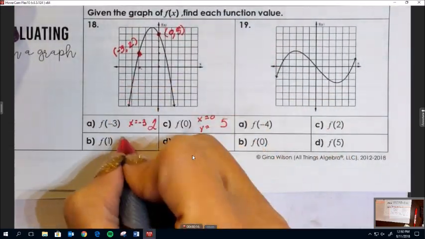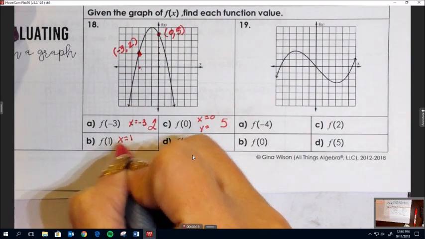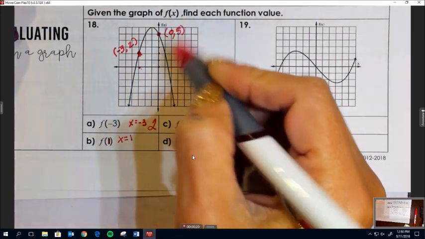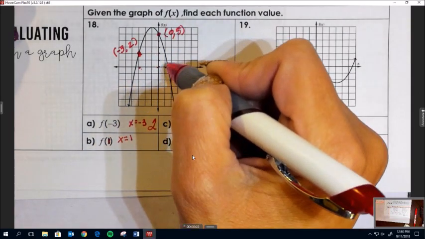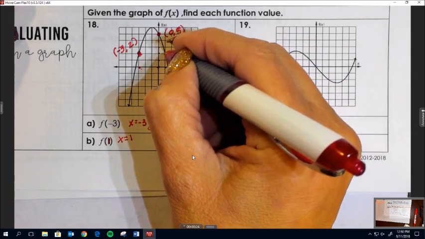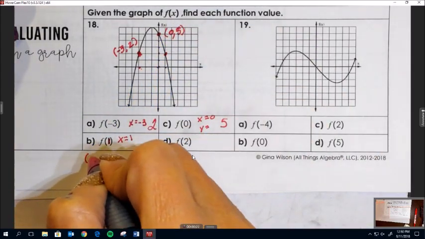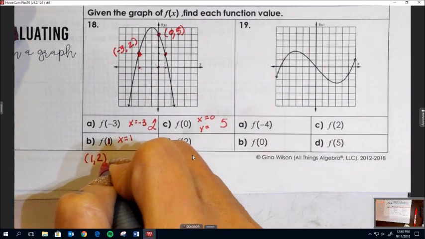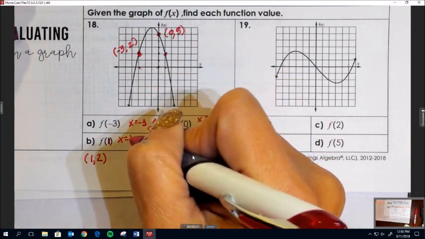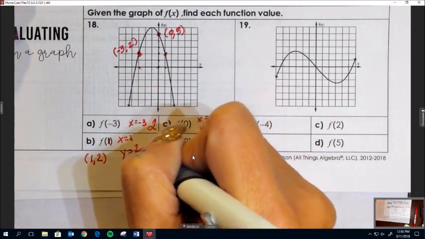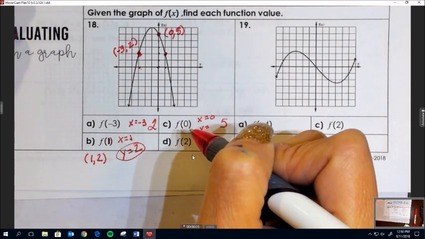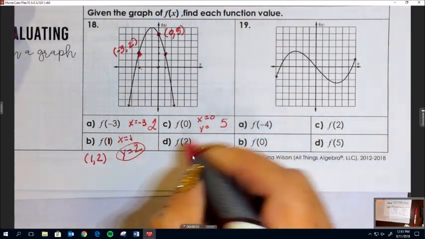F of 1. When x equals 1, what is y? So come over here to 1, go find your graph, it's right here. So that ordered pair is 1, 2. So when x is 1, y equals 2. Okay, this one right here, you try it.